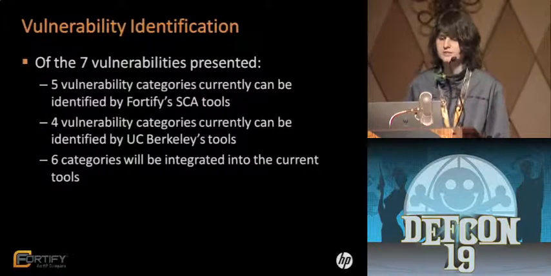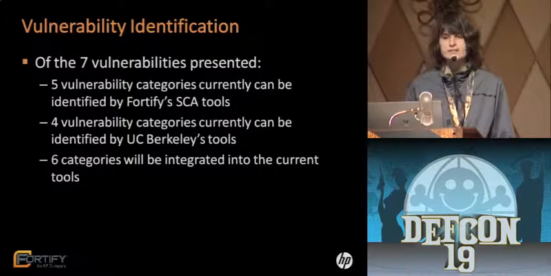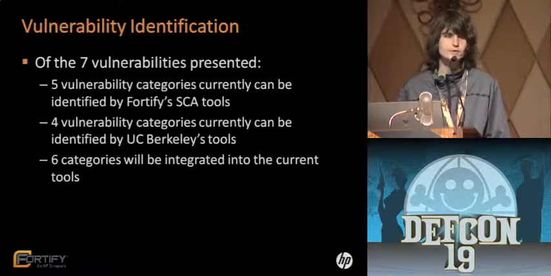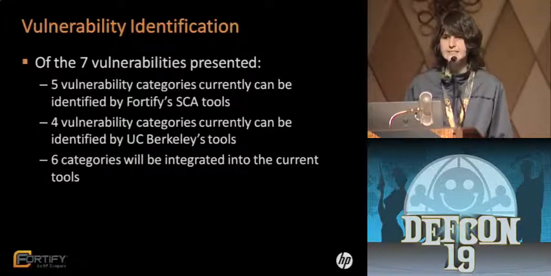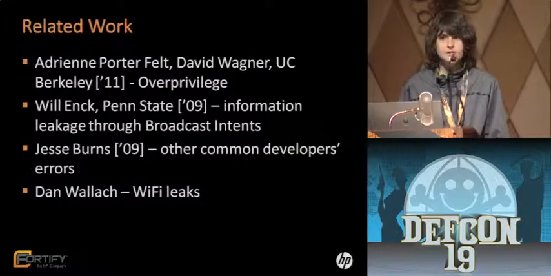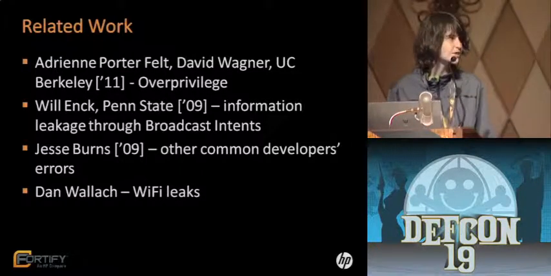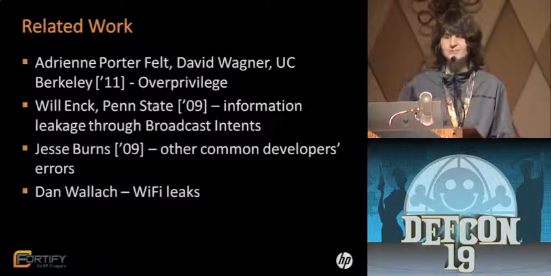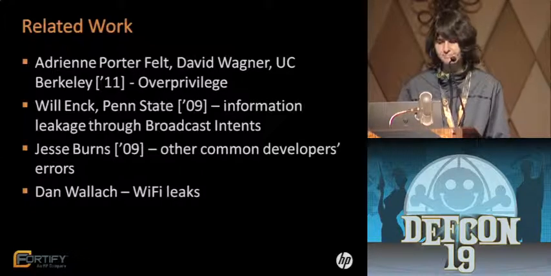In terms of which tools identify which vulnerabilities, Fortify's tool currently can identify 5 out of the presented vulnerabilities, and Berkeley tools identify 4, and after we collaborate and combine the 2 analyses, we plan to be able to identify 6 out of the 7 automatically with the tools. Our work, research and this talk were inspired by a number of other researchers, and the names of some of them are on the slide. So if you want to learn more, go read those people's work.